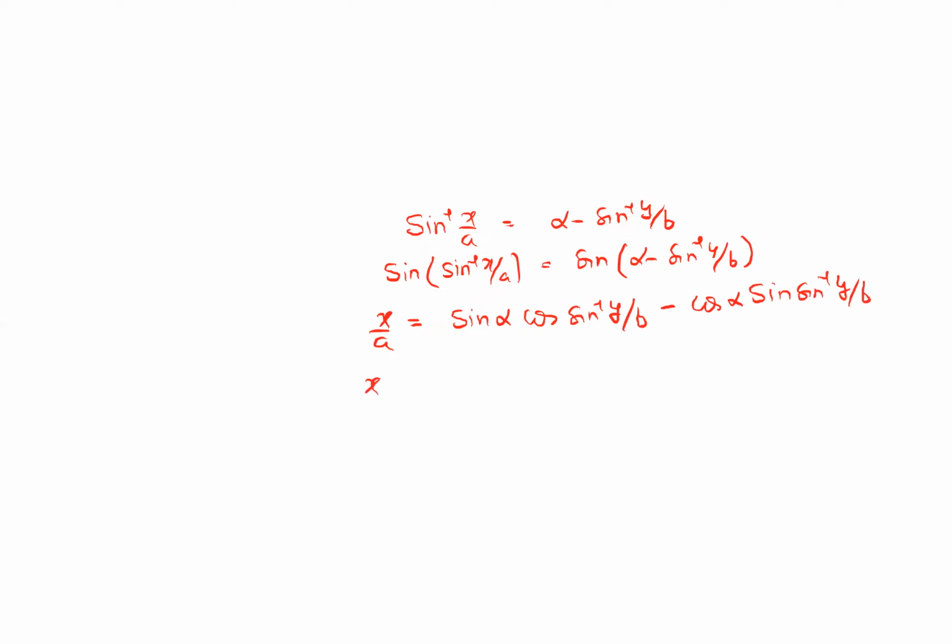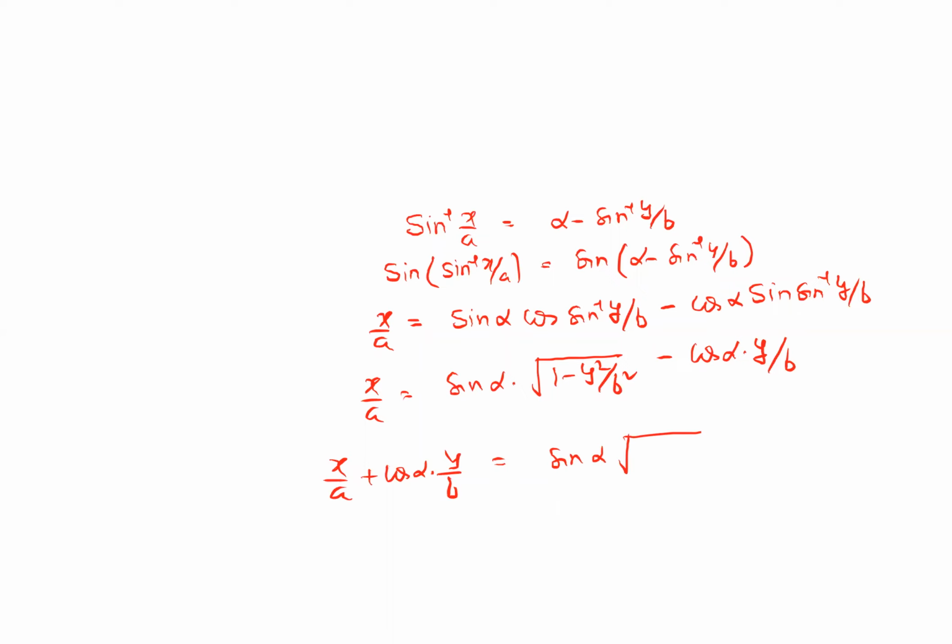So we get x by a equal to sin alpha into the square root of 1 minus y squared by b squared, minus cos alpha into y by b. So we bring x by a plus cos alpha into y by b equal to sin alpha into the square root of 1 minus y squared by b squared. Then we square both sides.